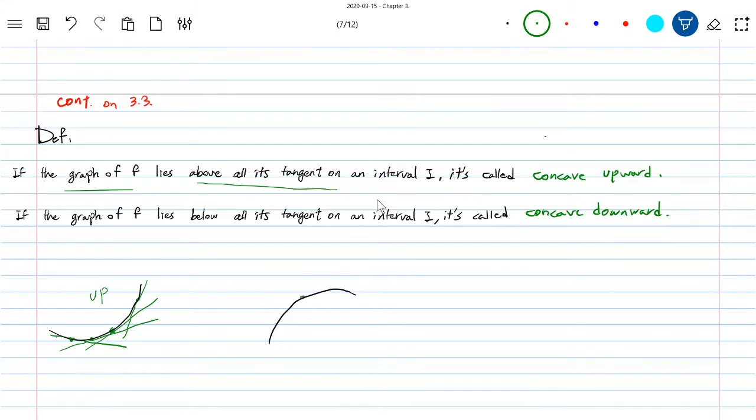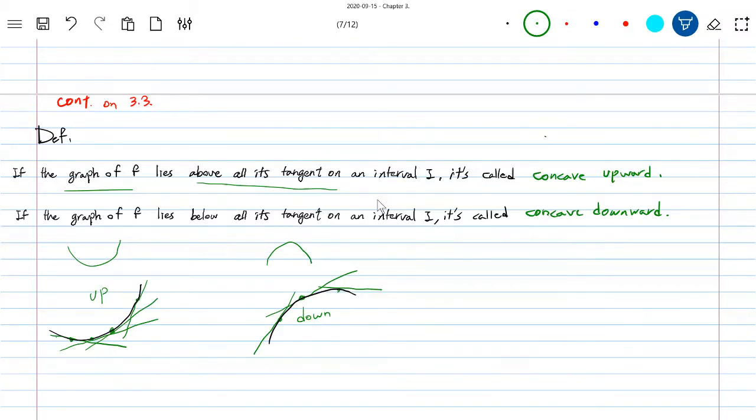And on the other side, if you look at the other part, you draw the tangent line at any point. What you see is the tangent line is above the graph, or the graph is below the tangent line. If that happens, then the graph is concave downward.